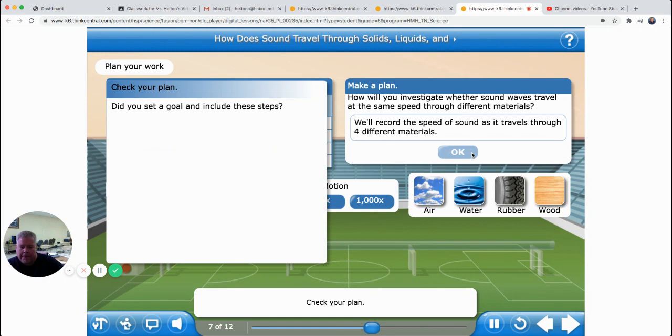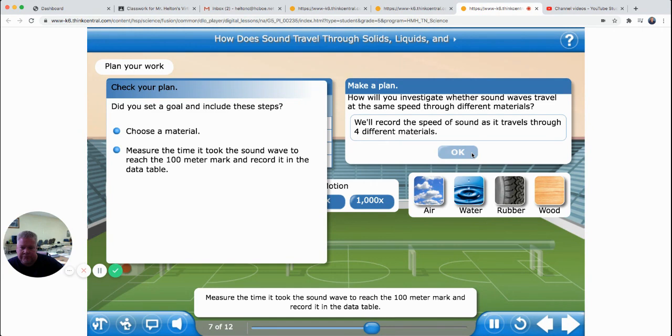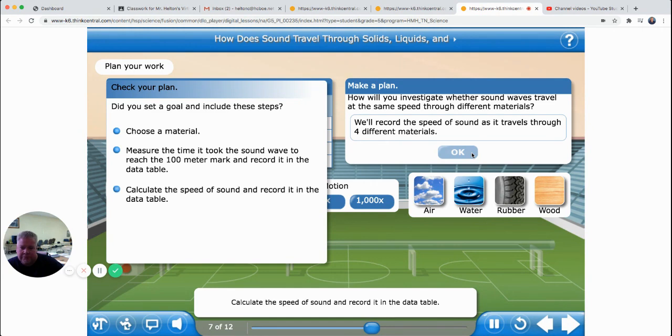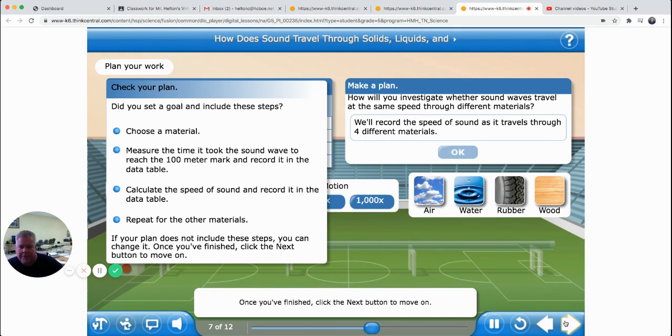Check your plan. Did you set a goal and include these steps? Choose a material. Measure the time it took the sound wave to reach the 100-meter mark and record it in the data table. Calculate the speed of sound and record it in the data table. Repeat for the other materials. If your plan does not include these steps, you can change it. Once you've finished, click the next button to move on.